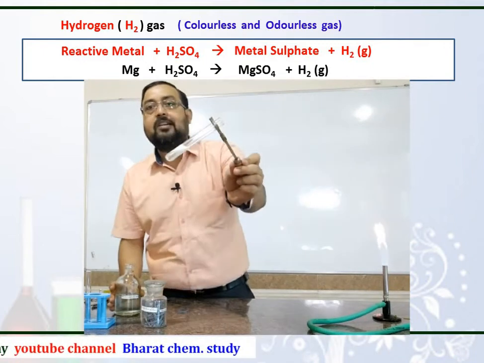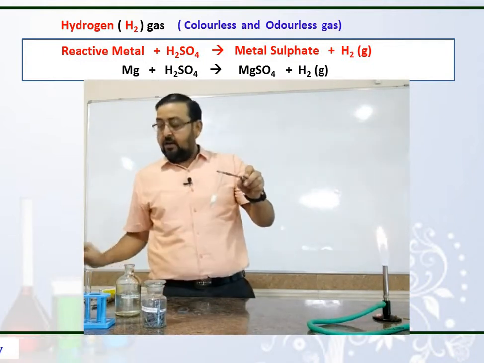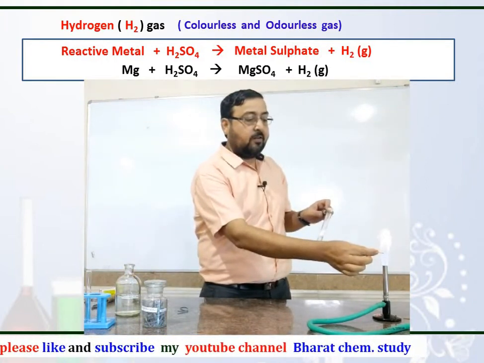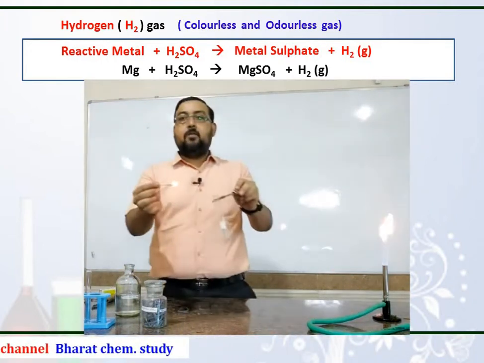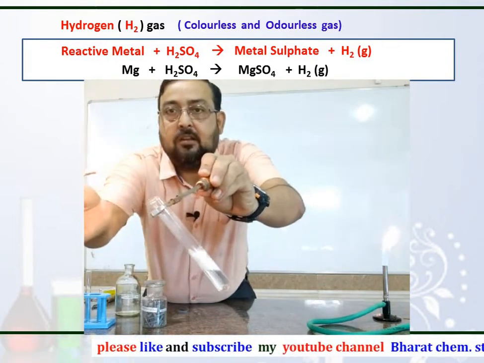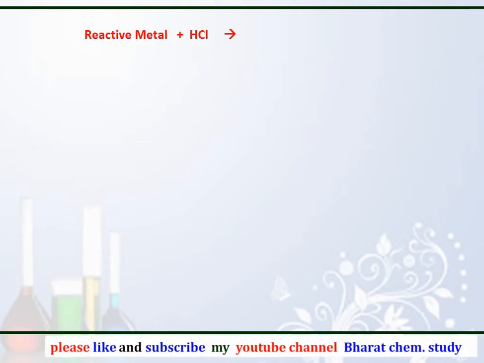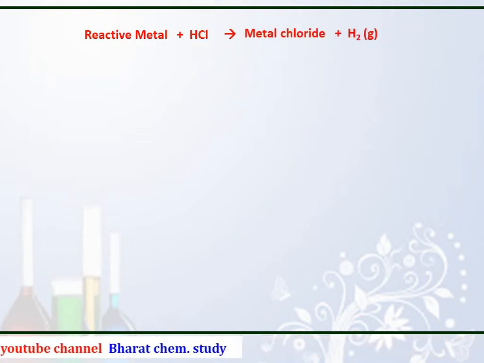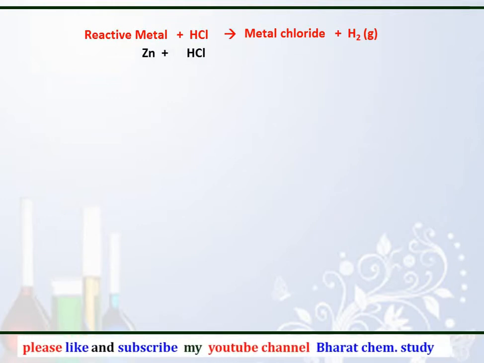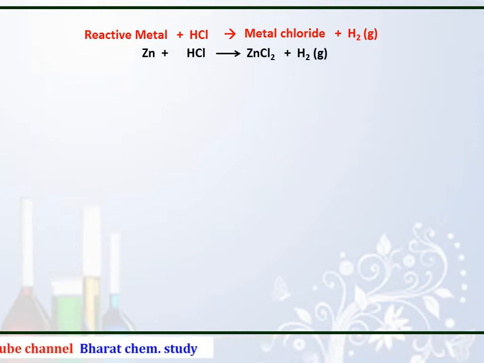Now let's do the test for hydrogen gas. For that we must bring a burning matchstick near the hydrogen gas. The hydrogen gas burns with a pop sound, so very carefully listen to the sound. Similarly, reactive metal when reacting with dilute HCl, metal chlorides are formed as a salt and hydrogen gas is produced. For example, when zinc reacts with HCl, it will produce zinc chloride and hydrogen gas.